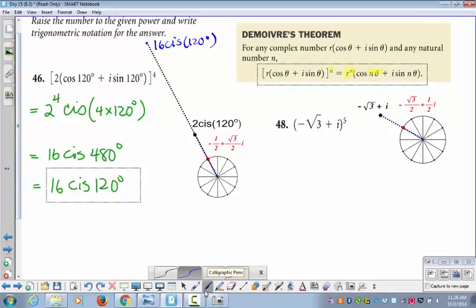All right, next one. Negative root 3 plus i to the 5th. So negative root 3 plus i, that's also 2 units from the origin. That's right out here, 2 units from the origin. And we're going to raise it to the 5th power. This one, we don't have it in trigonometric form, so we need to convert it to trigonometric form before we can raise it to the 5th power.